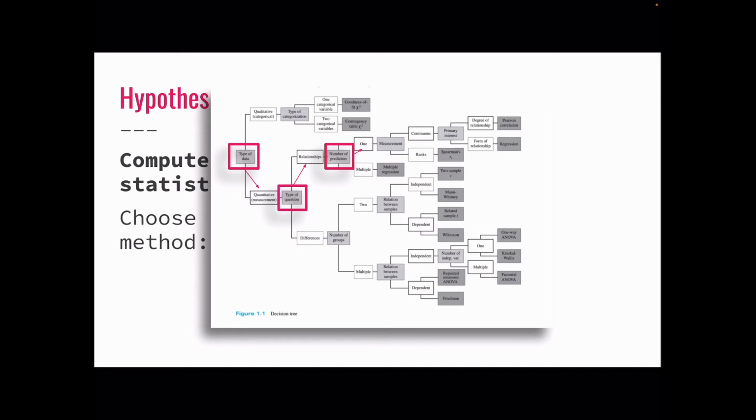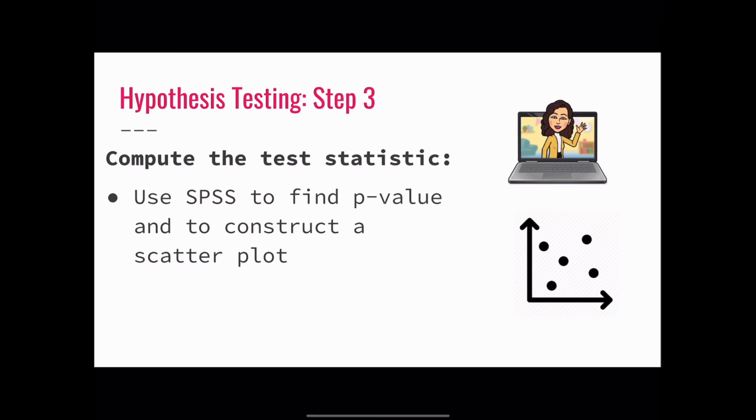We'll be looking to see if the achievement score is affected by the amount of time that students sleep on average. The measurement that we're using is continuous, and we're looking for the degree of relationship, which means we will choose to use the Pearson correlation. Now that we have identified the type of test that we will use, we will utilize the SPSS software to find the p-value and to construct a scatter plot for further analysis.